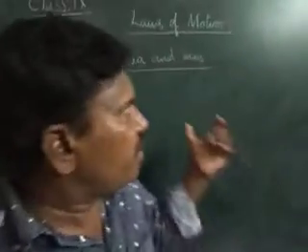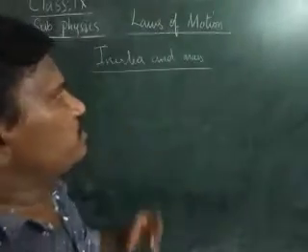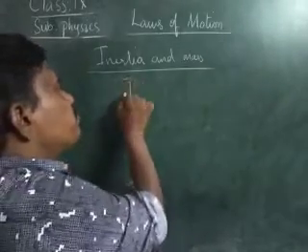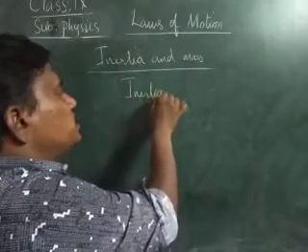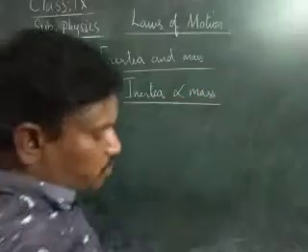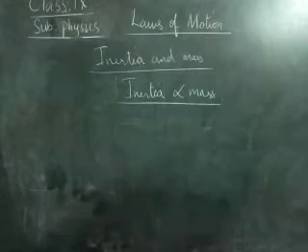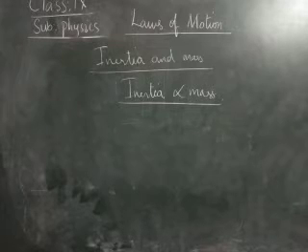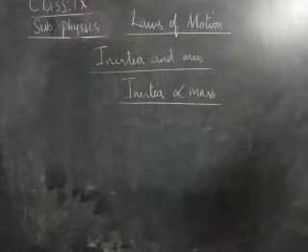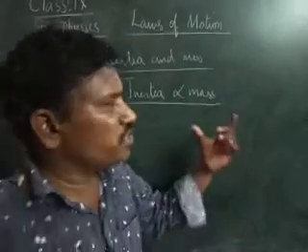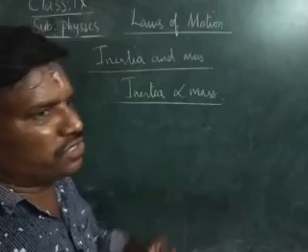Here we are learning about inertia and mass. Inertia is directly proportional to mass. What do you mean by this? It means that whenever the mass is increasing, inertia is also increasing. When mass increases, inertia also increases. When the mass decreases, inertia also decreases.